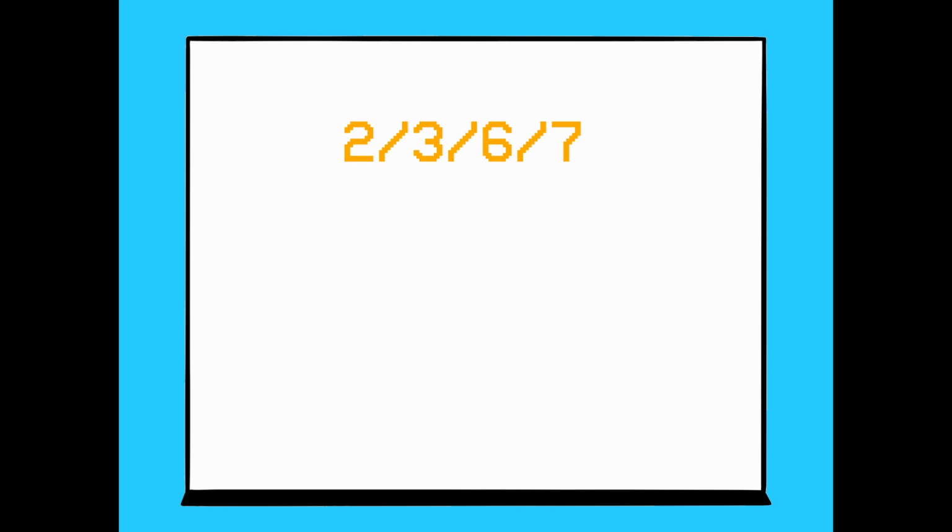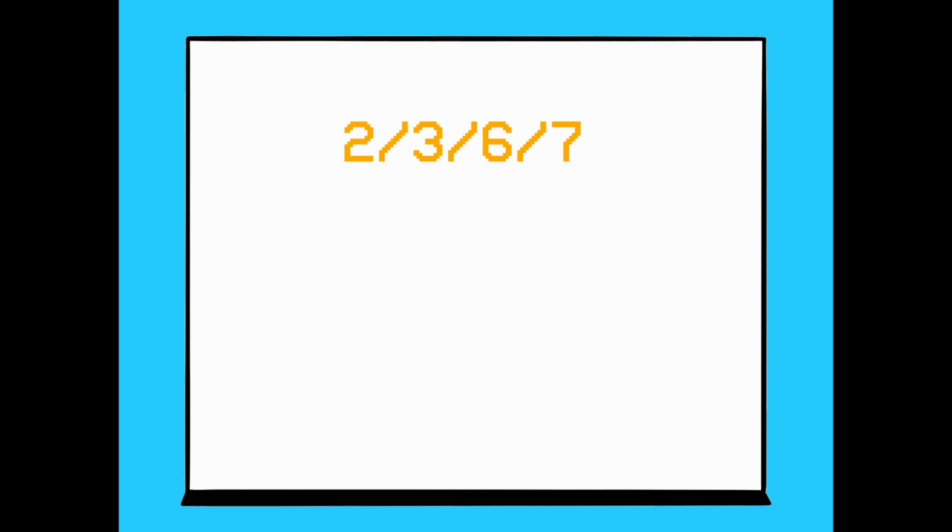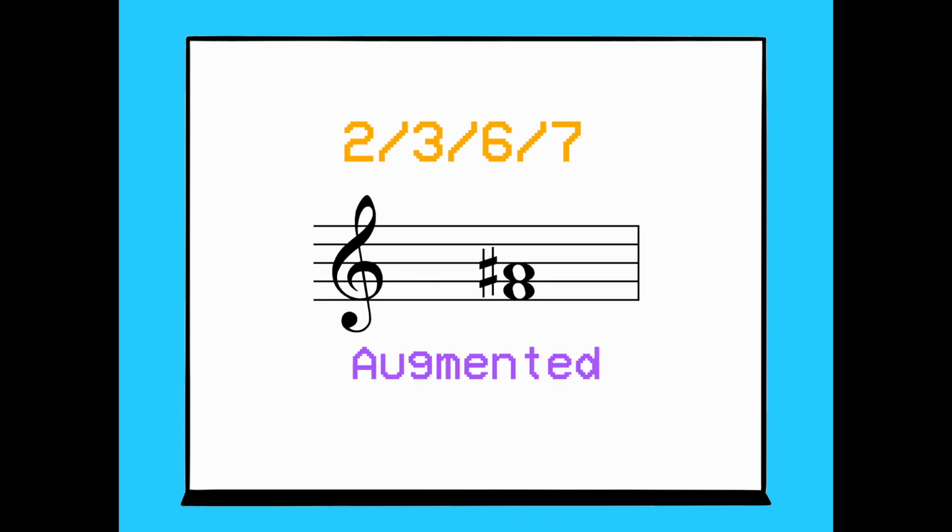For seconds, thirds, sixths, and sevenths, there's an extra step. If the upper note fits in the major key signature of the lower note, then it is major. Remember that the perfect quality does not apply to these intervals. If it doesn't, you've got to determine how far outside the key it lies. If it is higher than it would be in the key, it's augmented.